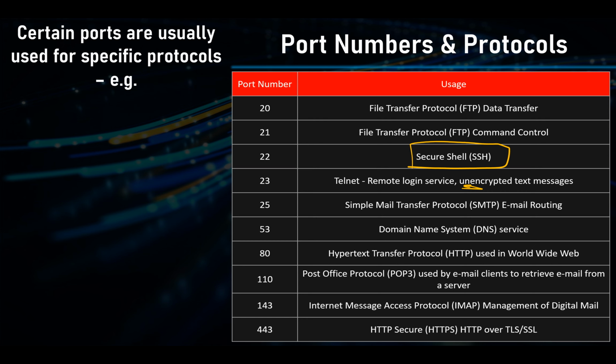Right, so 25, simple mail transfer protocol. So let's say you have a Gmail address. Now, if that Gmail address is sending to, let's say, a Proton Mail address, then the Gmail mail server is going to use SMTP in order to send that email to the Proton Mail email server. Then 53, the domain name system, or DNS service.